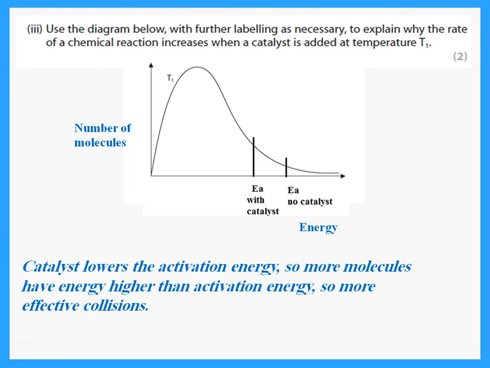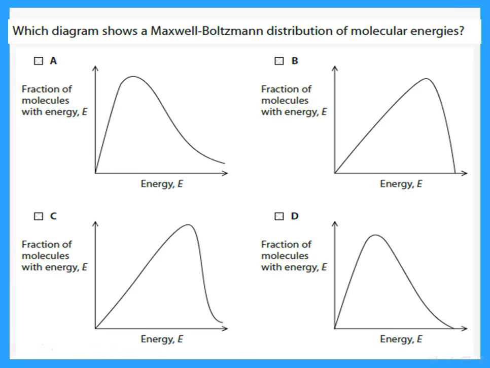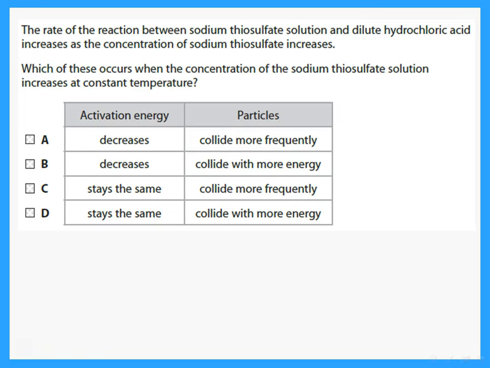Please remember all of this. The only two conditions we have are increasing temperature and increasing catalyst. If we increase temperature, the curve shifts to the right and the peak is lower. If we add catalyst, the energy of activation moves to the left, so more particles have energy higher than activation energy. Again, which of these is the diagram for Maxwell-Boltzmann? Remember, it is diagram A, not any of these other ones.